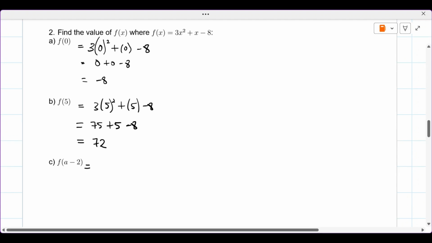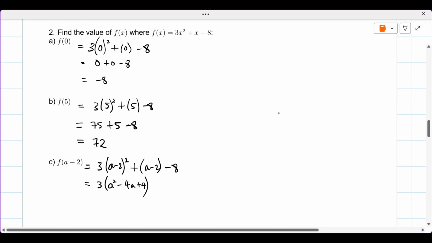Part C, you need to find the f of a minus 2. So once again, you do the exact same thing. You replace x with a minus 2. So let's plug in the values and see what we get. First, we need to do a minus 2 squared. So that's going to be 3 times a squared minus 4a plus 4.